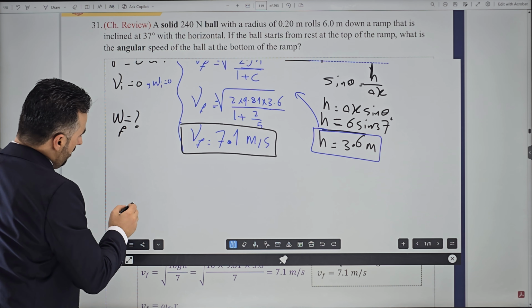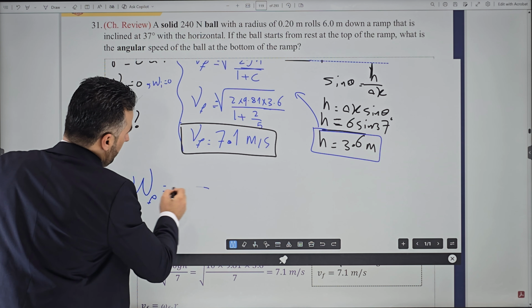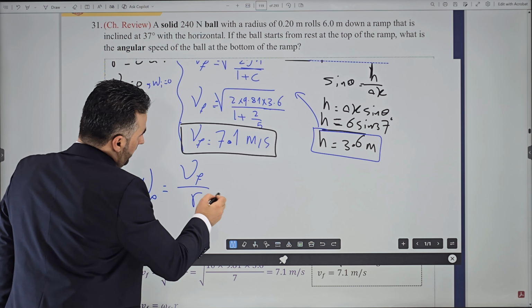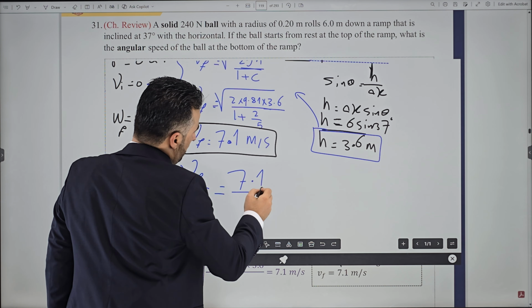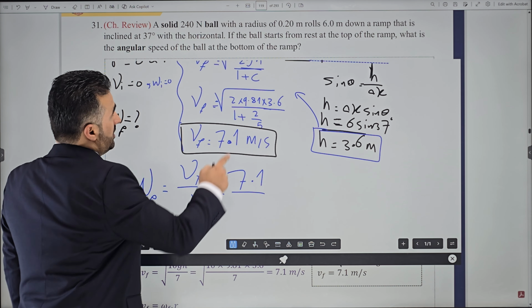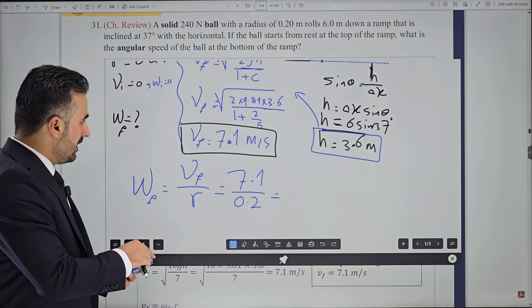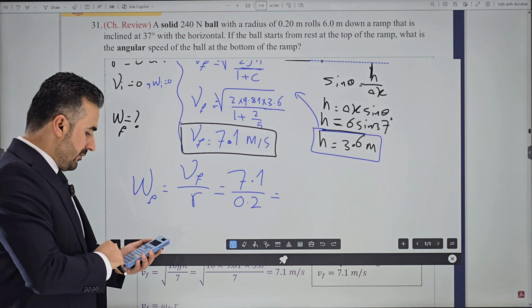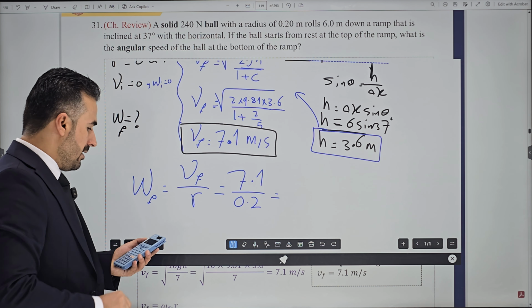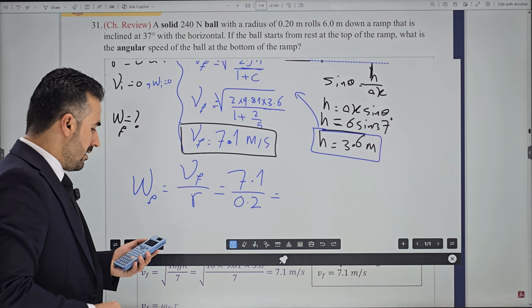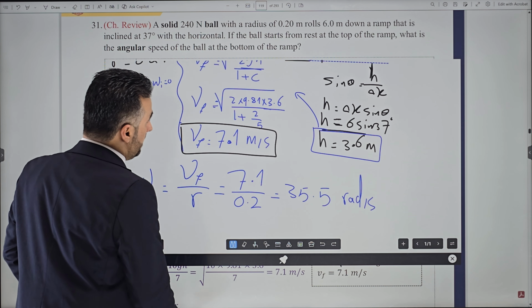So omega final would be V final over the radius, true? 7.1 meter per second divided by the radius. What was the radius? 0.2. What is it equal to now? 7.1 divided by 0.2, the answer is 35.5. You can even round it up to 36 as well. 35.5, it is going to be radian per second, and that's it. See? Hopefully easy enough.